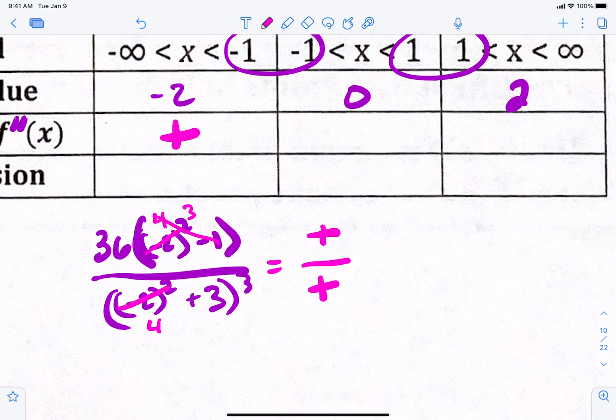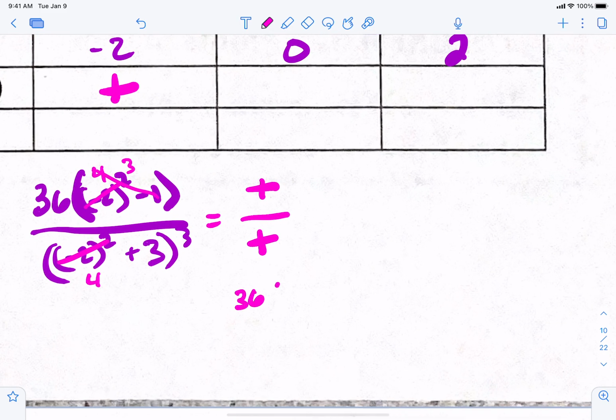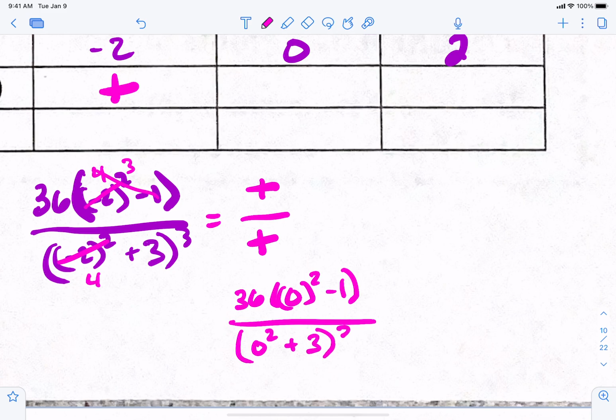Okay? All right, now we plug 0 in. 36 times 0 squared minus 1 over 36 times 0 squared plus 3 cubed. 0 squared minus 1 is -1, times 36 is a negative on the top, yeah? On the bottom, we're still going to end up with a positive number, right? So this guy will be negative. You see it? Okay.